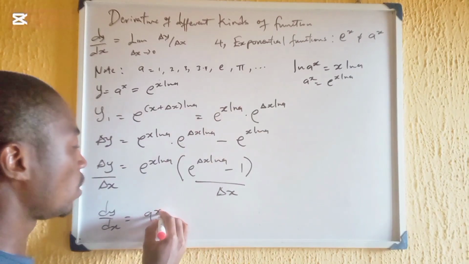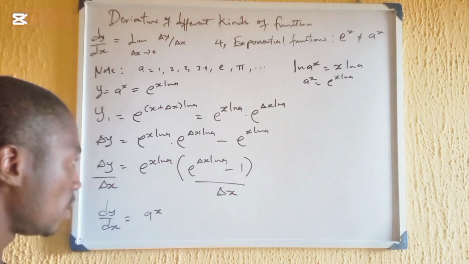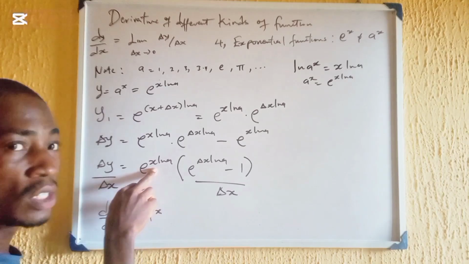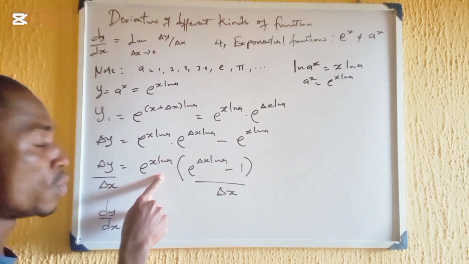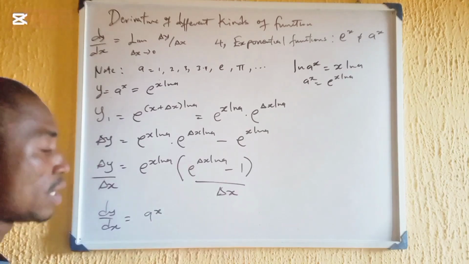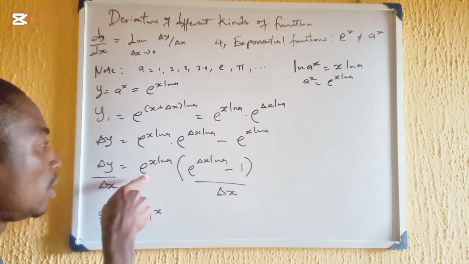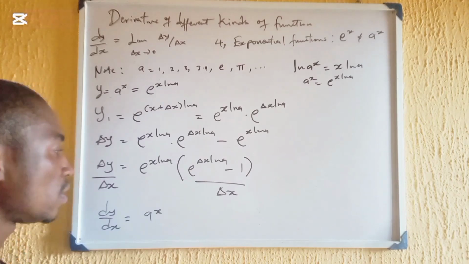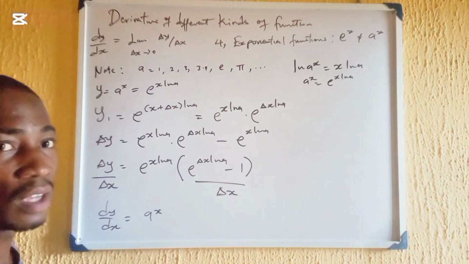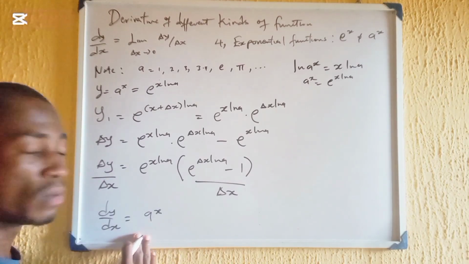So we'll have a to the power x. Why is the limit a to the power x? Because there is no change in x here. So we'll have to treat this guy as a constant. The limit of a constant is that constant. So in that case, the limit of e to the power x ln a as change in x tends to 0 still gives us what? e to the power x ln a, and that is the same thing as a to the power x.